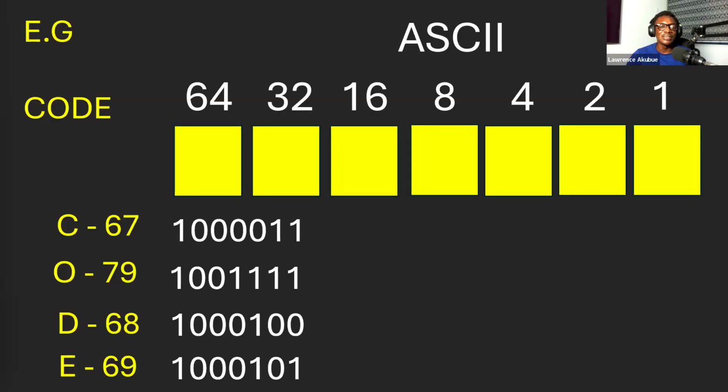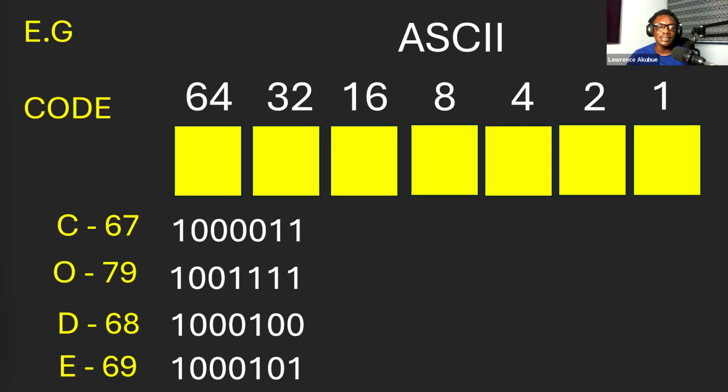So 67, 79, 68, 69 are all decimal representations. If you want to translate them to binary, this is what it means. Let's take C. Whenever you touch your capital C, by the way, because capital C has another representation, even the lowercase c has another number. But I'm going to show you that in a moment. Why are you seeing 1000011 in the first one?